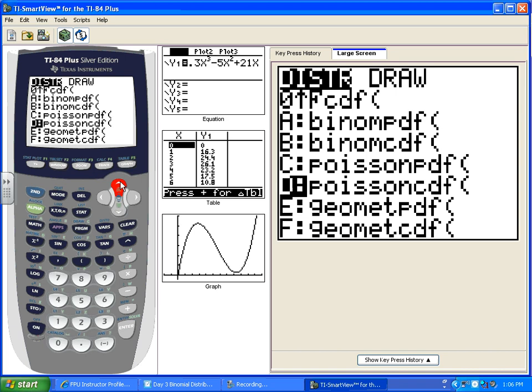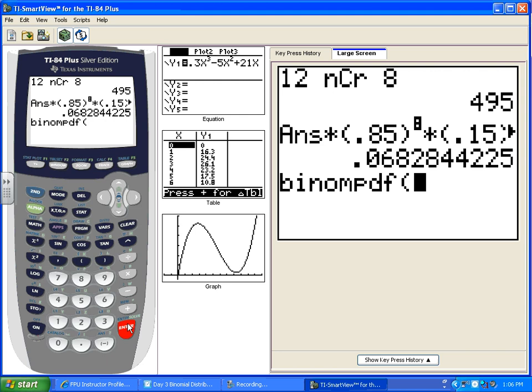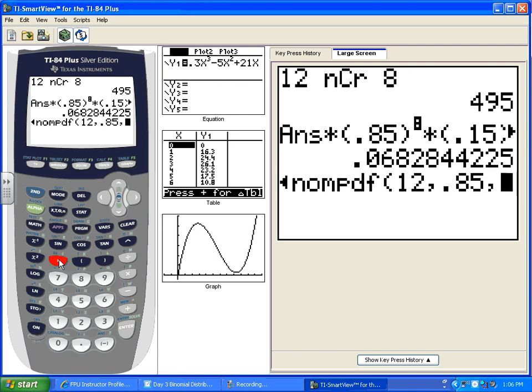Go up there. Scroll, hit up instead of down. Here's what I want you to put: n, comma, p, comma, x. n is the number of things we're doing. In this case, there's 12 free throws. Comma, p, that's my probability. What's the probability that I make a free throw? 0.85, comma, x. x is how many I want to make. Close your parentheses. Hit enter.